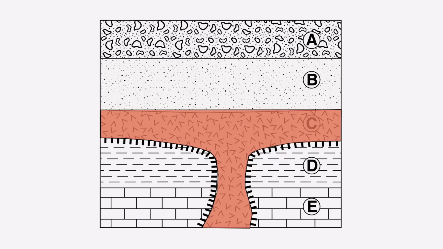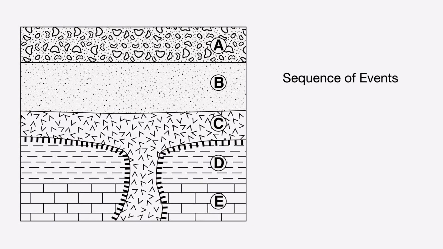Layer C is completely igneous. Along the way, though, that hot magma burned the layers that it passed through and caused what we call contact metamorphism. And we'll come back to that in just a minute. Let's try and figure out our sequence first.